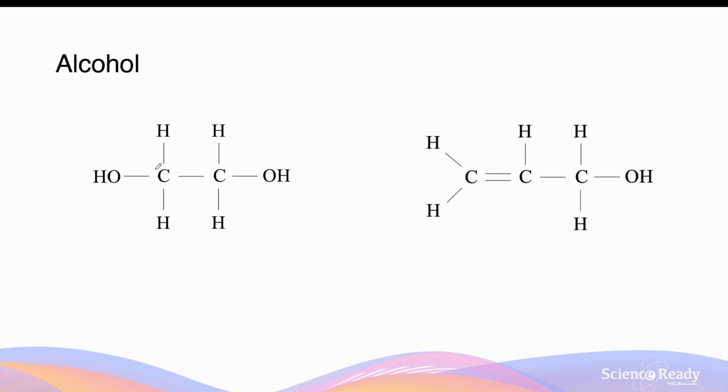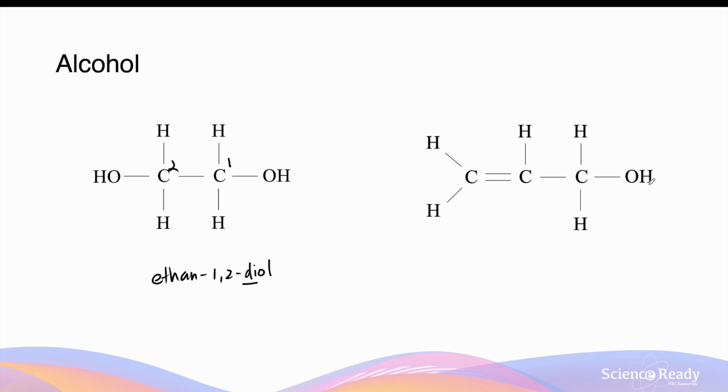Sometimes in a molecule, there can be more than one alcohol functional group. In this case, there are 2 carbon atoms, so this would be called ethane-1,2-diol. Diol here refers to the presence of 2 alcohol functional groups.